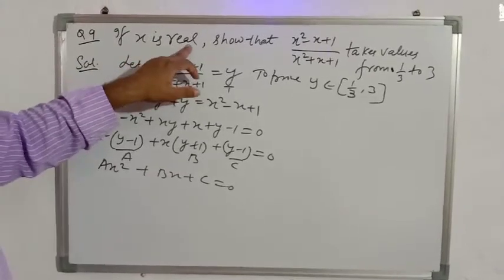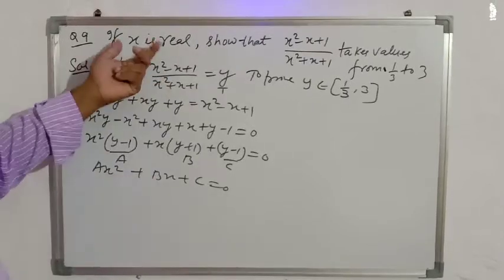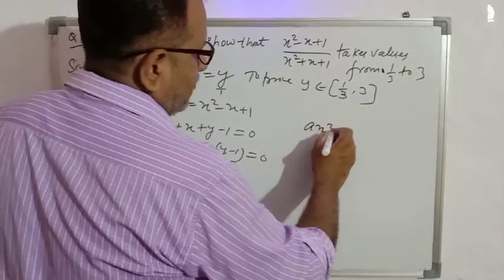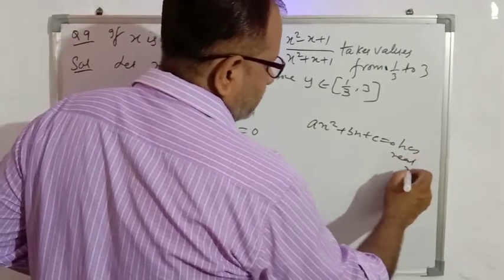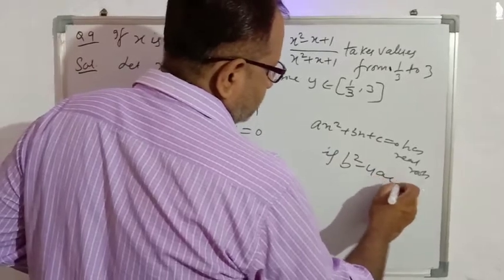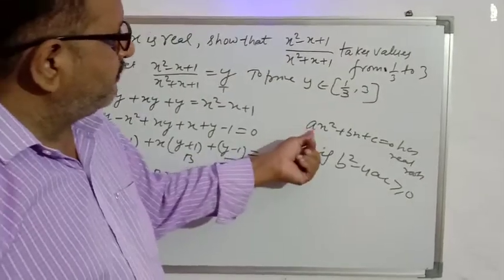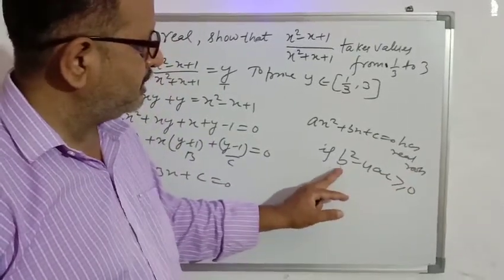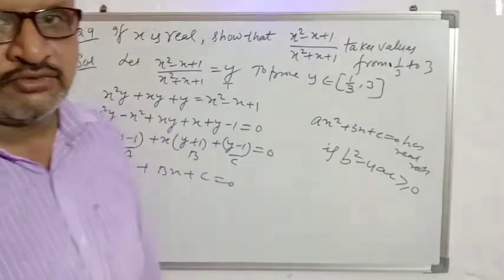Since it is given x is real, so the quadratic equation has real roots. So what is the condition for real roots? You have studied in class 10th. Ax square plus bx plus c is equal to 0 has real roots if b square minus 4ac is greater or equal to 0. In class 10th you have studied that if quadratic equation ax square plus bx plus c equal to 0 has real roots, then the condition is that the value of discriminant b square minus 4ac should be greater or equal to 0.